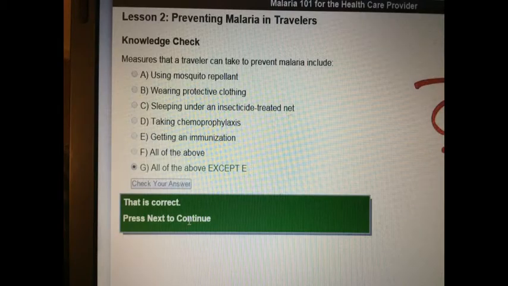Measures that a traveler can take to prevent malaria include using mosquito repellent, wearing protective clothing, sleeping under an insecticide-treated net, taking chemoprophylaxis, getting immunization. Oh, I'm sorry, except E. E is not part of it.